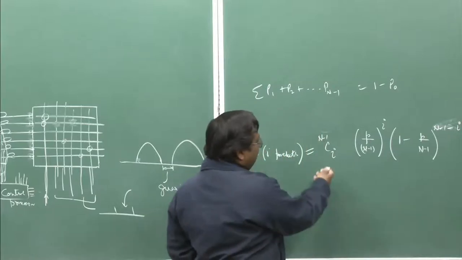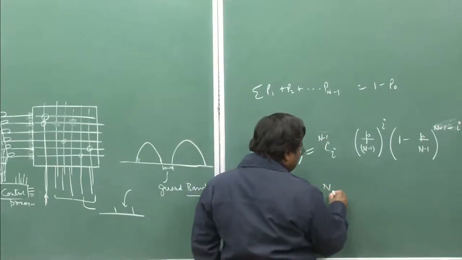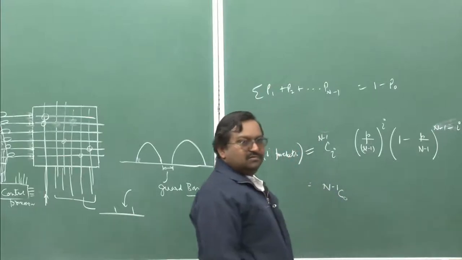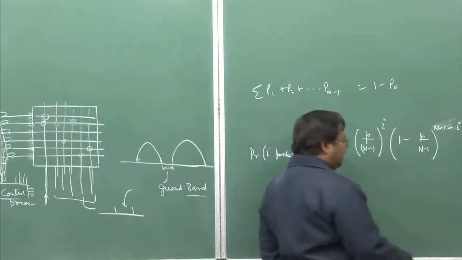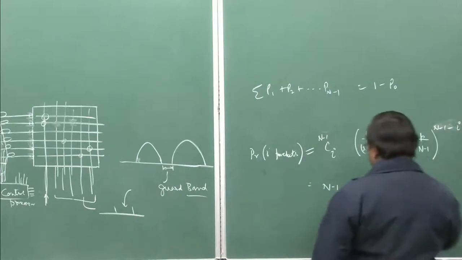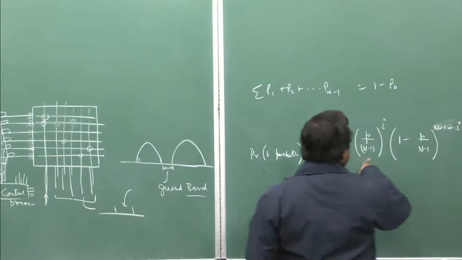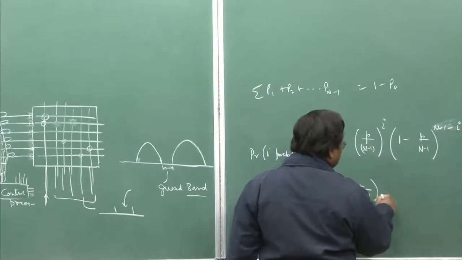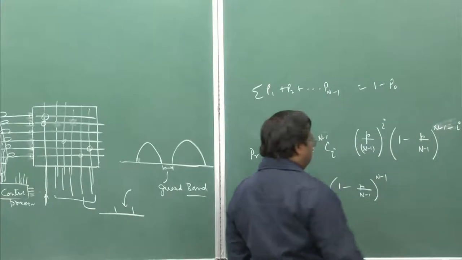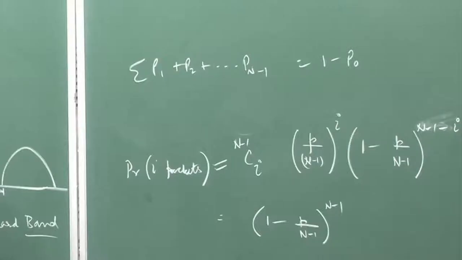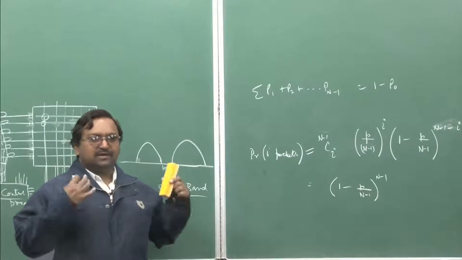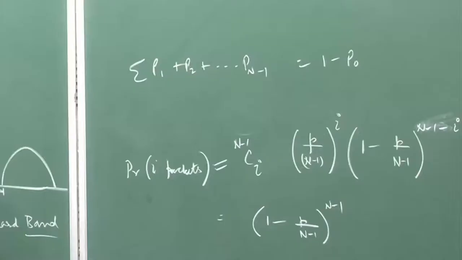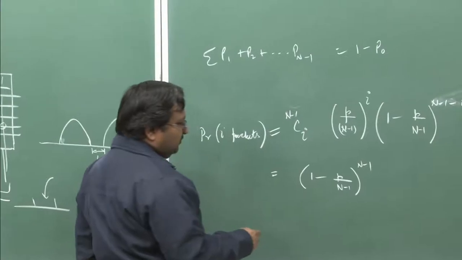So, what is p 0 from here? We can estimate this: n minus 1 c 0 will be nothing but 1, so I can remove this, and this is 0, so this will be 1. So, this is 1 minus p divided by n minus 1, raised to n minus 1, under full load condition actually. In every slot there is a packet, the packets are coming all the time, p is equal to 1, then we will make an estimate from there. So, that will be the maximum throughput.